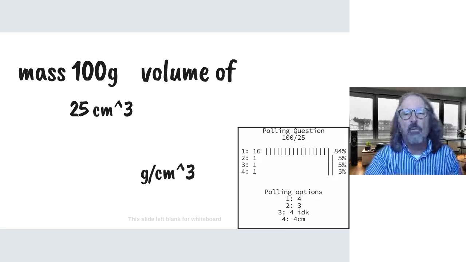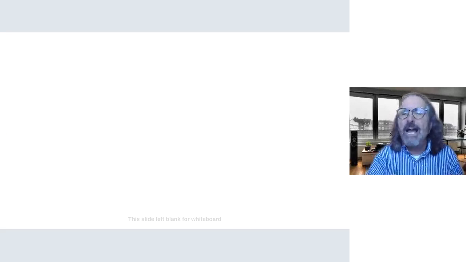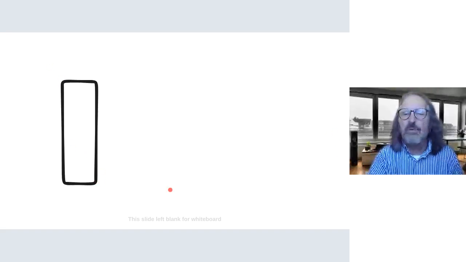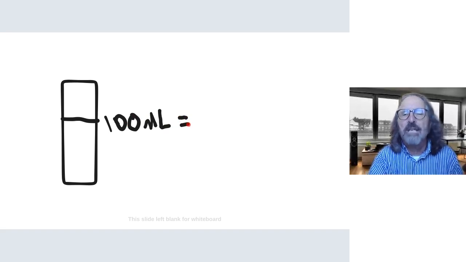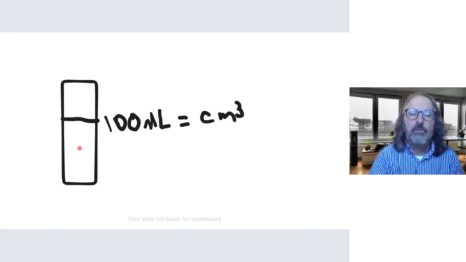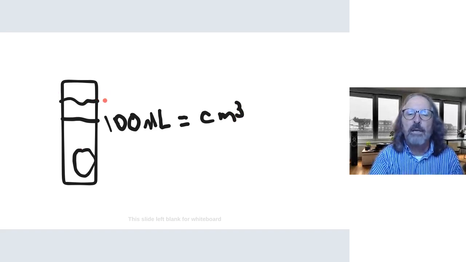Okay, so one last question here. All right, so I have a container that looks like a graduated cylinder, and I put a rock in it. Here is the initial setting, 100. A lot of times it's milliliters, and milliliters is the same as centimeters cubed, just in liquid. Okay. And I put the rock in, and it goes up to 110.